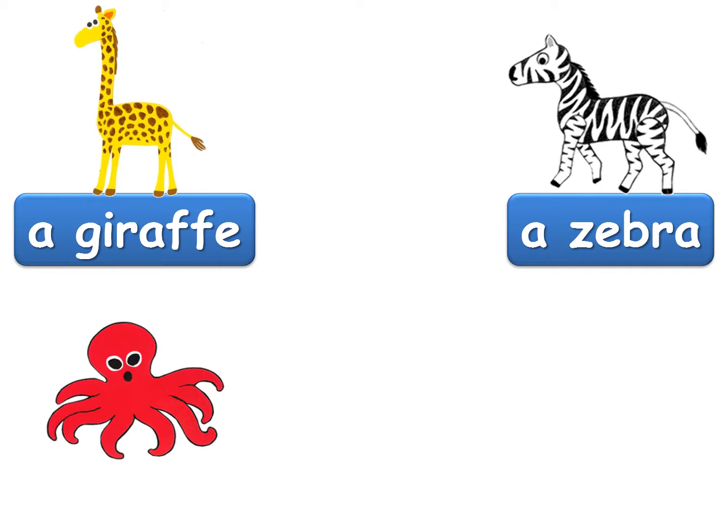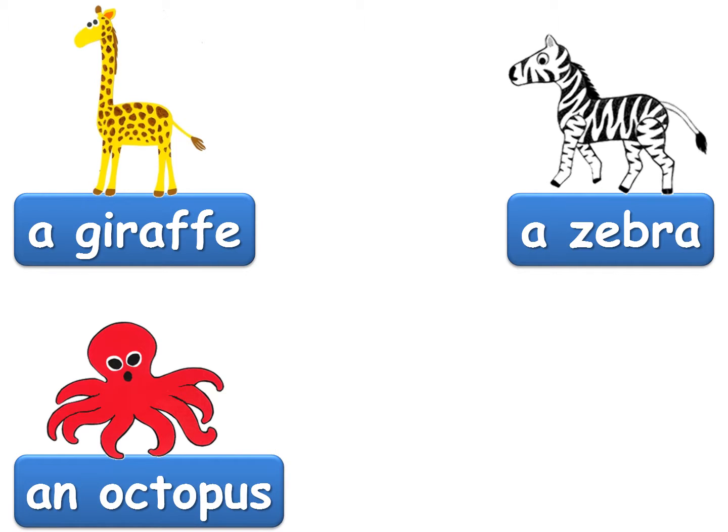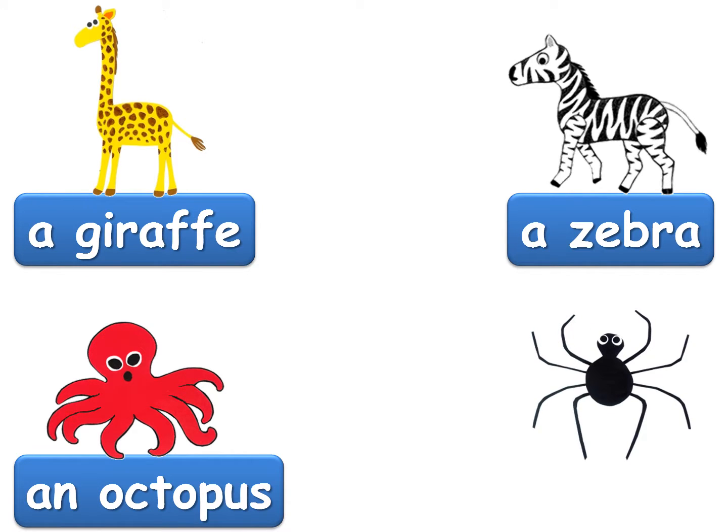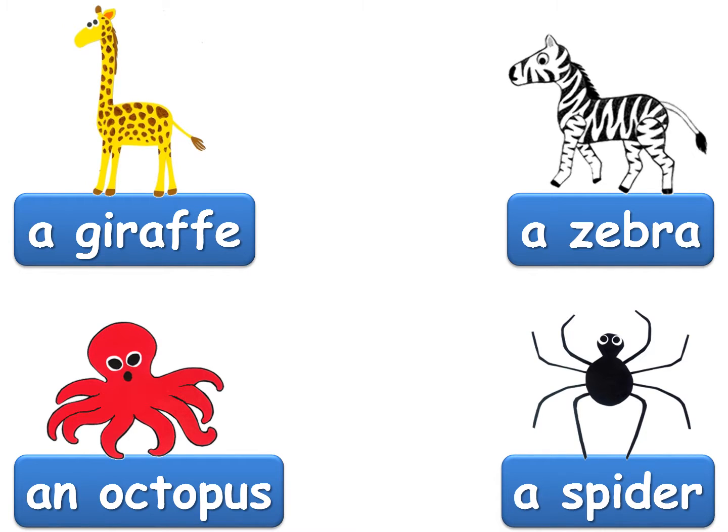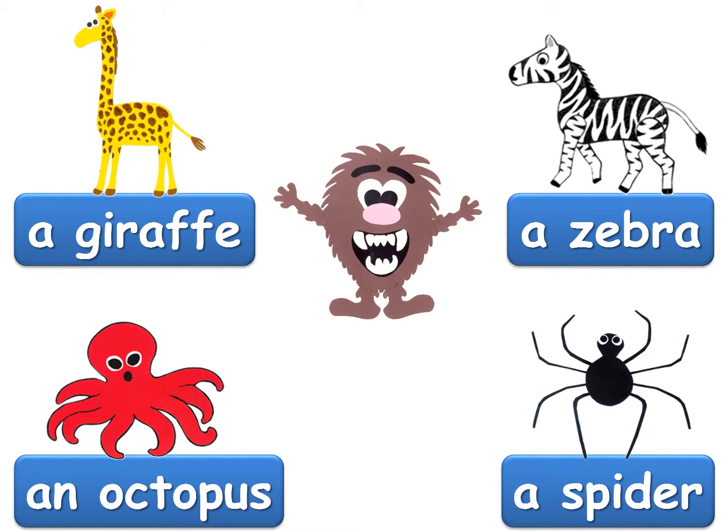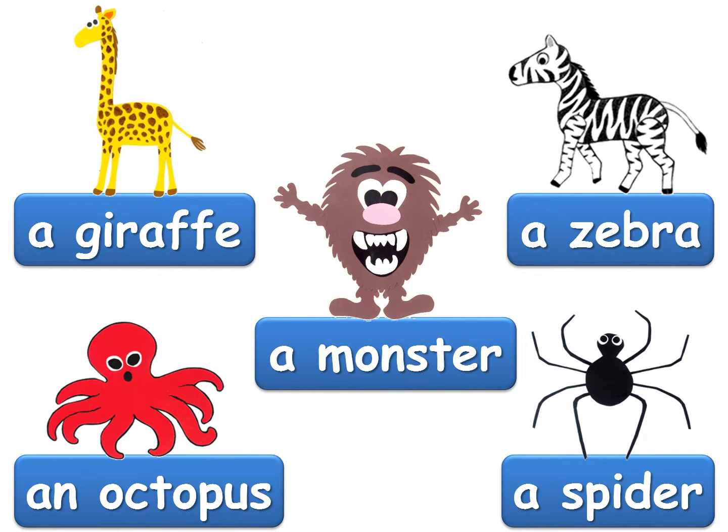How about this? This guy lives in the ocean. It is an octopus. Say it after me. An octopus. How about this guy? It is a spider. Say it after me. A spider. Do you know what this is? It is a monster. Say it after me. A monster.